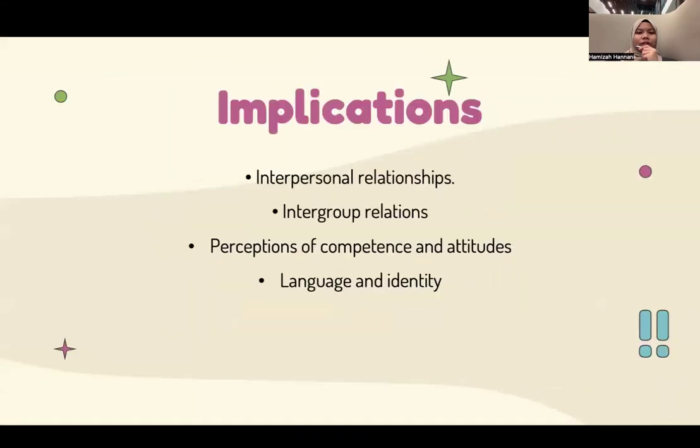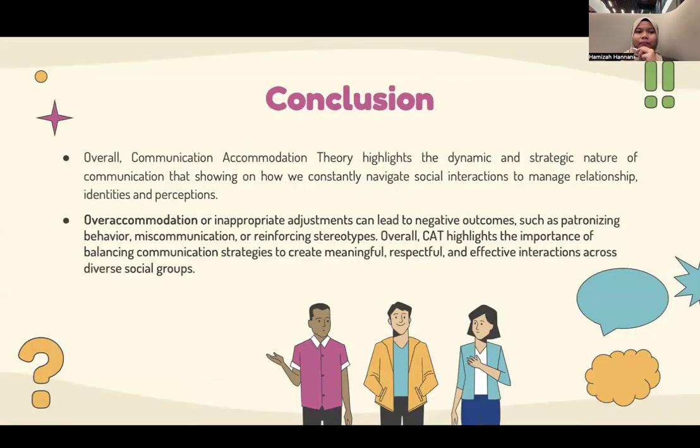So the third one is implications in interpersonal relationships, intergroup relations, perceptions of competence and attitudes, and language and identity. So as a conclusion, overall, communication accommodation theory highlights the dynamic and strategic nature of communication, showing how we constantly navigate social interactions to manage relationships, identities, and perceptions. Over accommodation or inappropriate adjustments can lead to many negative outcomes, such as patronizing behavior, miscommunication, or reinforcing stereotypes.